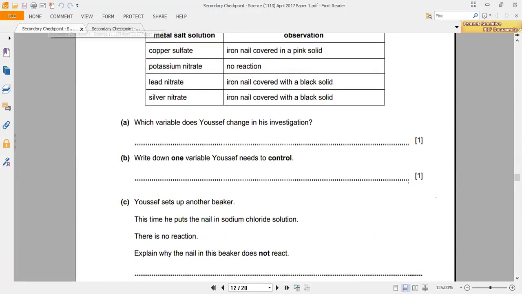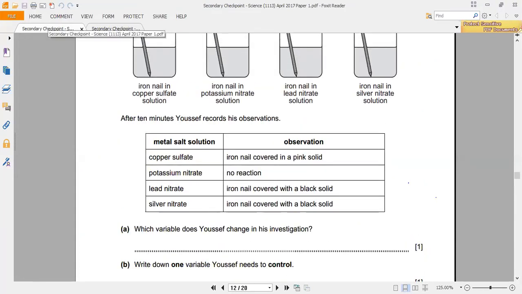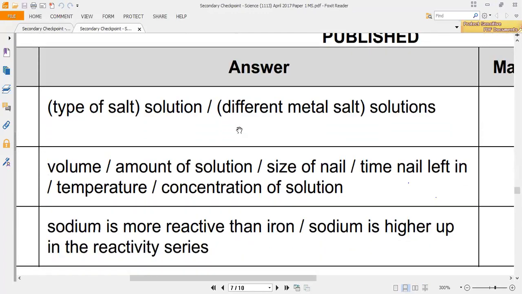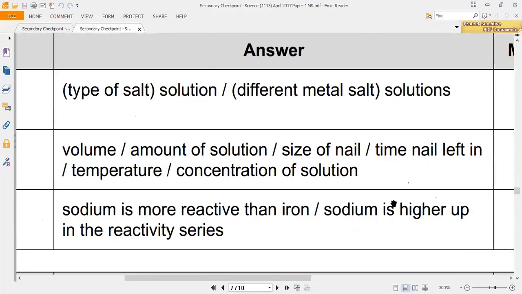Okay, if we are back to the reactivity series, and all of you have to keep it in mind, not only for the checkpoint, because also it will be at the end of your exam. But the reactivity series tells you that sodium comes before iron. So it's more reactive than iron. So it will not displace it in its solution. The iron will not displace the sodium. You got it? If you say sodium is more reactive than iron, it will be okay. If you say sodium is higher up in the reactivity series, also will be considered accepted valid marking points. Okay.